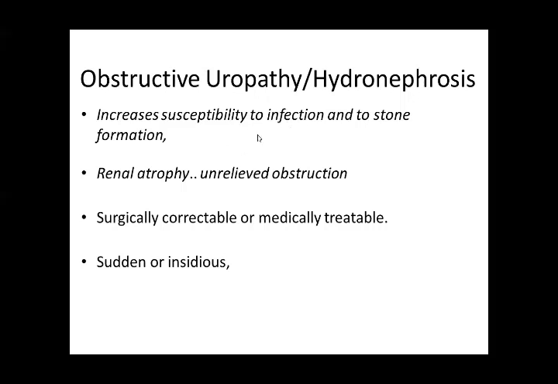So increased susceptibility to infection is one problem. Then stone formation, because it is a salt-rich solution, so stones can form. With unrelieved renal obstruction, the kidney can undergo renal atrophy. Surgically correctable or medically treatable, yes, they are. If you remove the obstruction, you cure the patient. And of course it could be slow in onset, or it could be sudden, because a stone is sometimes formed in one of the renal calyces, then goes to a narrow passage of the ureter, gets stuck there and causes renal tract obstruction.